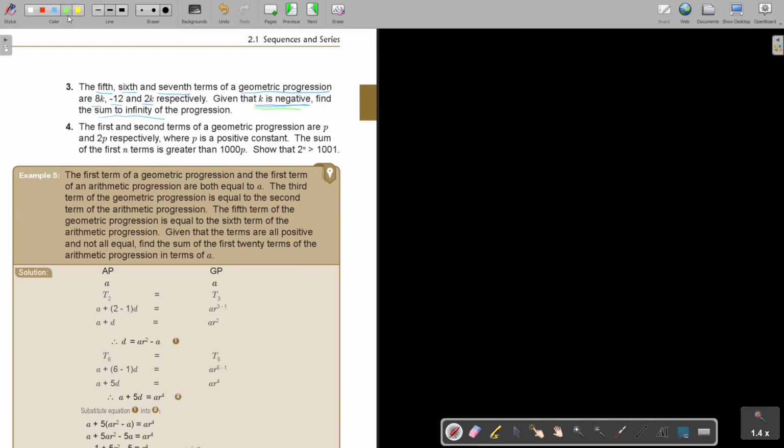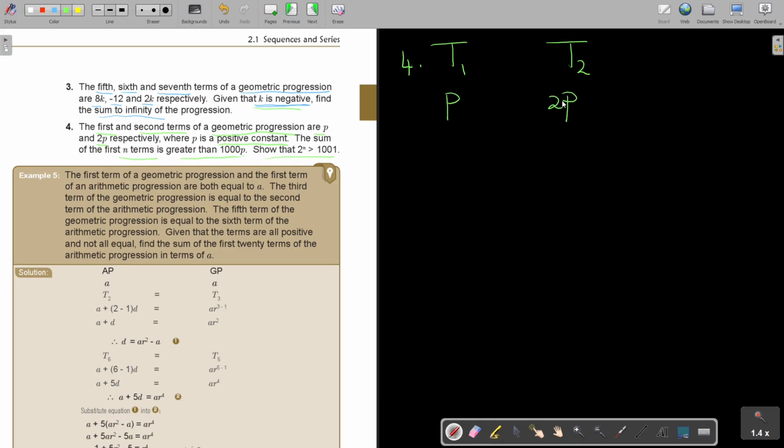Number 4. The first and the second terms of a geometric progression are p and 2p, respectively, where p is a positive constant. Always, you can even underline it with red. The sum of the first n terms is greater than 1000p. Show that. Okay, so let's start. The first term and the second term are p and 2p.